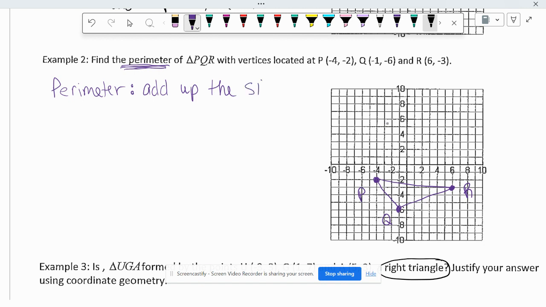That's exactly what it means. It means add up the sides. So if we're going to add up the sides, what do we need to find of each side? This is page 36. What do we need to find?